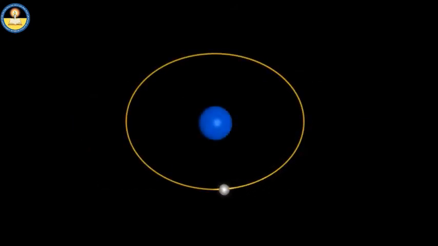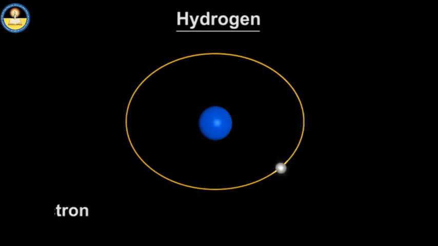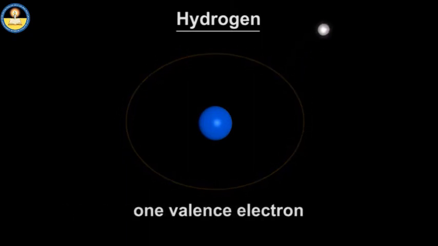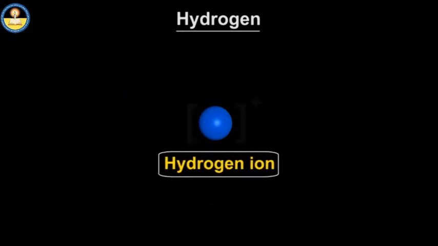You can see the electronic arrangement of hydrogen. It has only one valence electron. When it loses one electron, it becomes a hydrogen ion, that is, a positive ion.